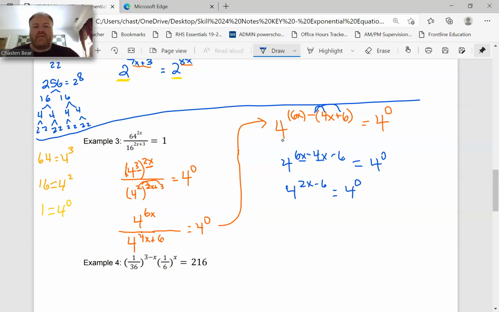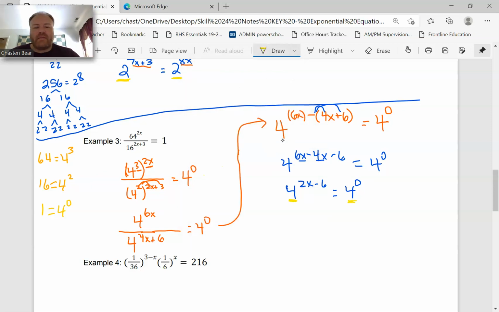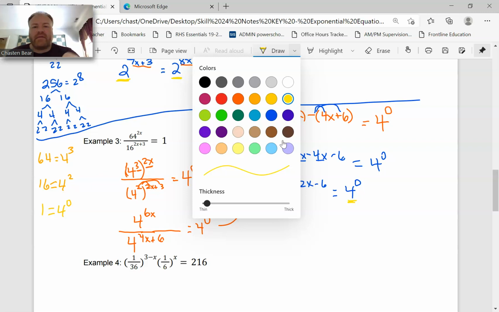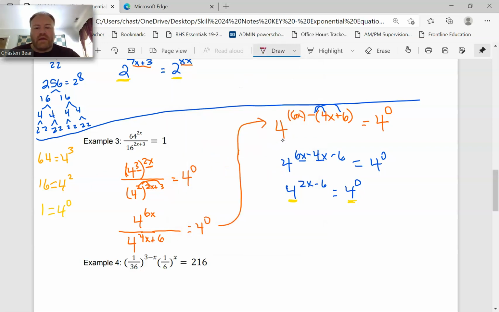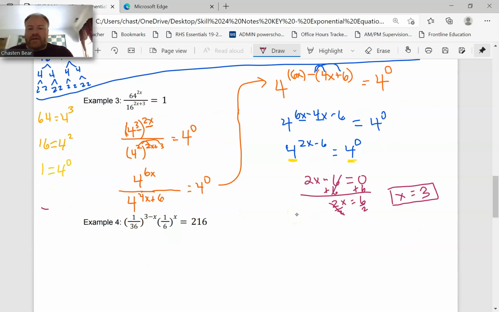And so now you can see that we have done all the work that we need to do. We have common bases on both sides. So the last step is to, of course, set the exponents equal. So to finally solve this out, we take 2x minus 6 equals 0. Add 6 to both sides. 2x equals 6, divide by 2, and we get x equals 3. All right, now let's go ahead and try the next one.